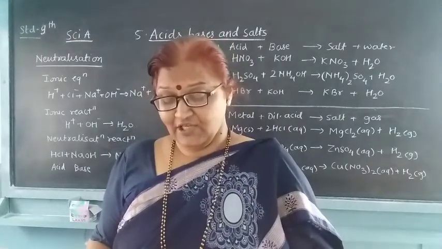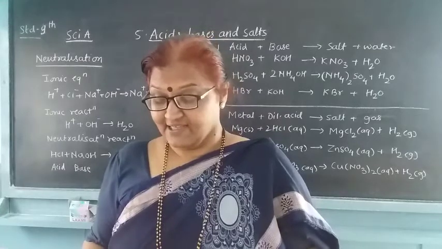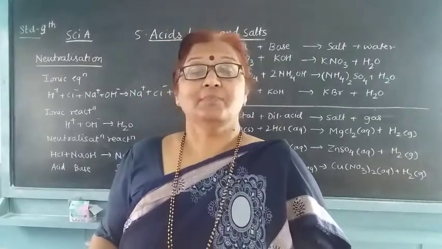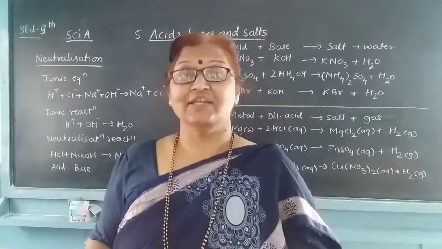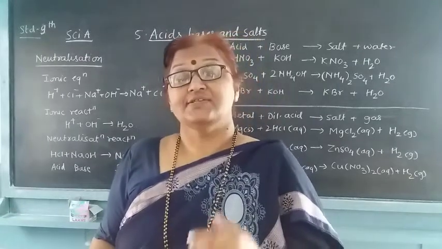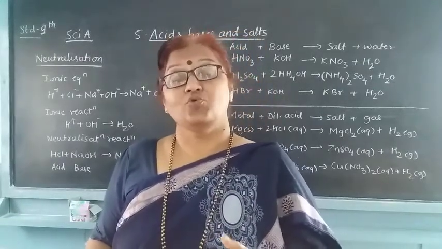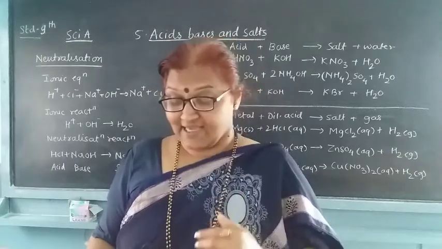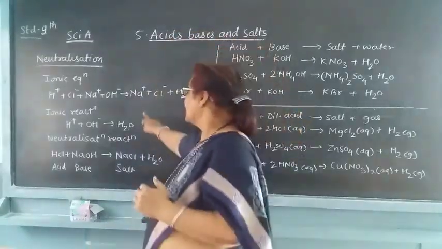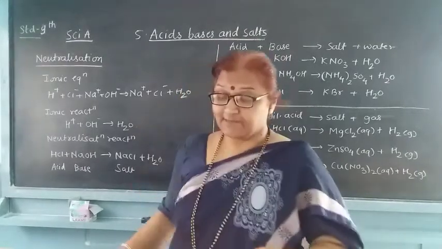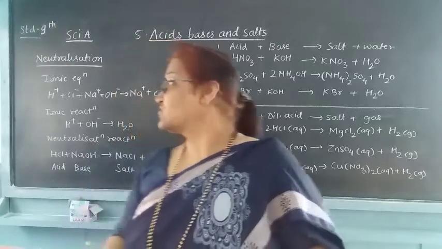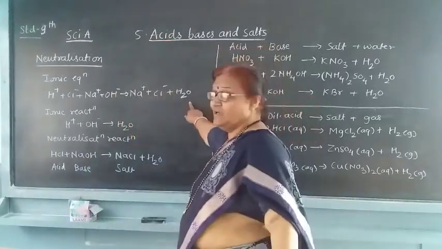When enough NaOH is added to the HCl, the resulting aqueous solution contains only Na plus and Cl minus. Whenever you add more NaOH solution, the stage comes where there are only Na plus and Cl minus ions. That is nothing but the formation of NaCl, which is a salt, and the solvent that is formed is nothing but water.